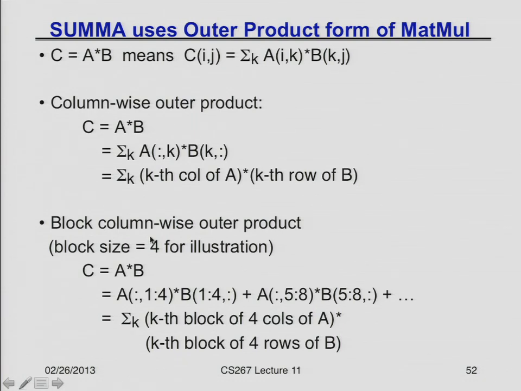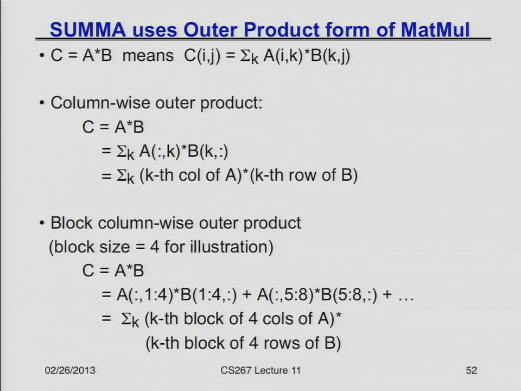But I could also think of it blockwise. I could, for example, take the first 4 columns of A and multiply them by the first 4 rows of B, and add them. Then take the next 4 columns of A, multiply them by the next 4 rows of B, and add them. So do it in a blockwise fashion. And that is what SUMMA is going to do, that particular organization.